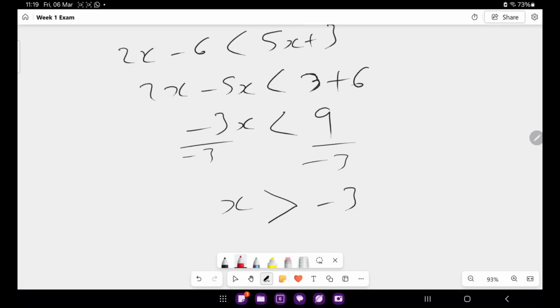I'm not sure if you have noticed this, but look at the sign. The sign has changed direction. You might be thinking, why did it change direction? Does it always change direction? No, it doesn't always change direction, but it changes once we divide by a negative number.